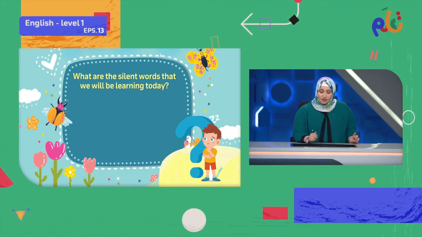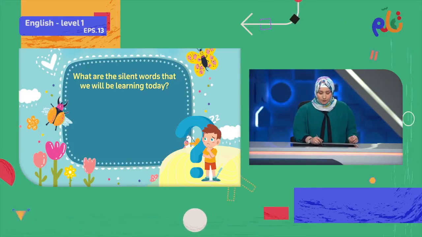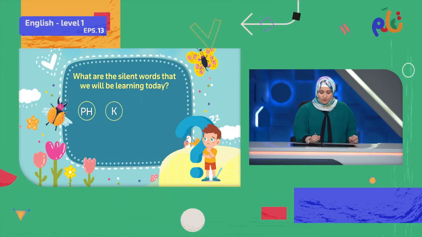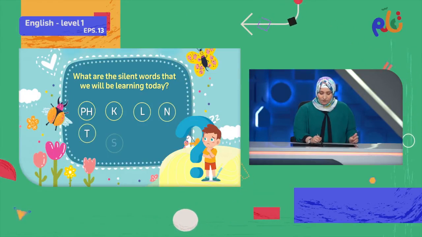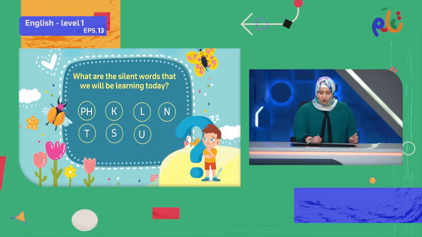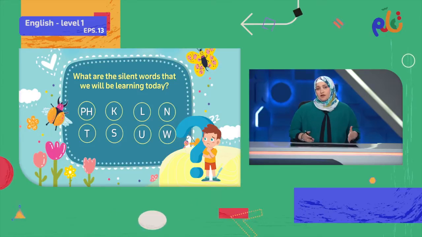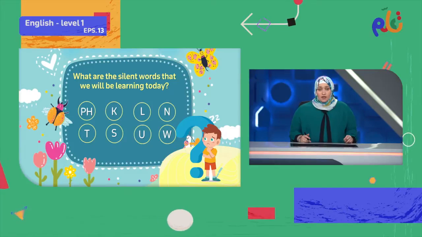What are the silent words that we will be learning today? ايه ال silent words اللي احنا هنتعلمها النهاردة؟ PH, K, L, N, T, S, U and W. احنا اخدنا silent letters الدرس اللي فات, النهاردة بناخد silent letters تانيين خالص. كل letters دي ليها sound بتاعها, ليها short sound بتاعها, كلهم consonants وليهم sounds.